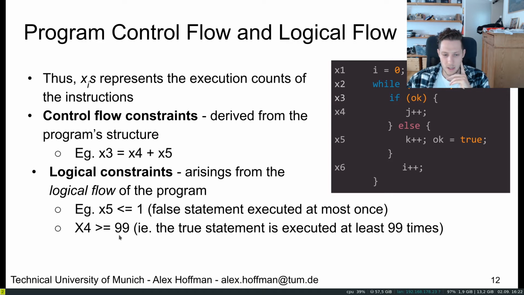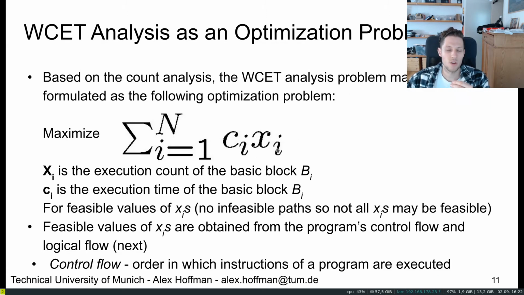We could also put in the constraint here that 99 is less than or equal to X4, which is less than or equal to 100, because we know it's going to either execute 99 times or 100 times, and this is dependent on X5, right? So we have all of these constraints, logical and control flow, but what they all have in common is that they're all linear functions, right? We don't have X3 squared, blah, blah, blah. They're all very much linear functions that are constraining our optimization problem, which is also linear.